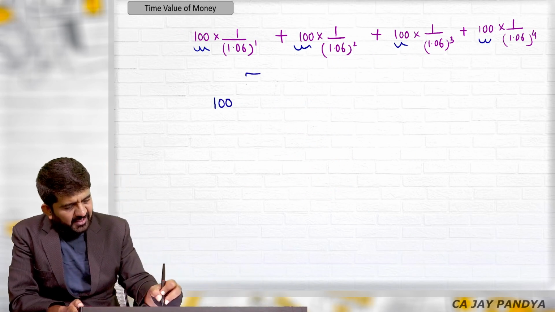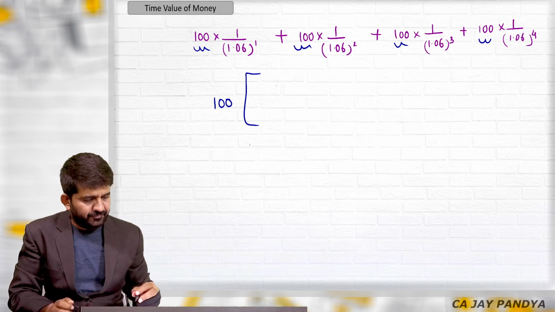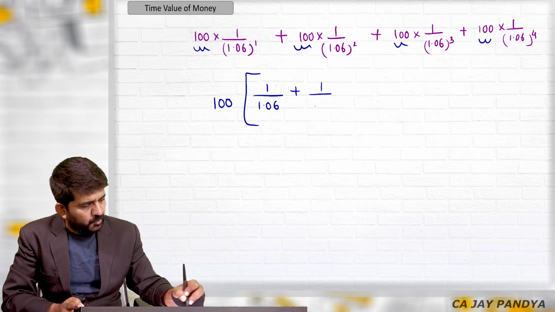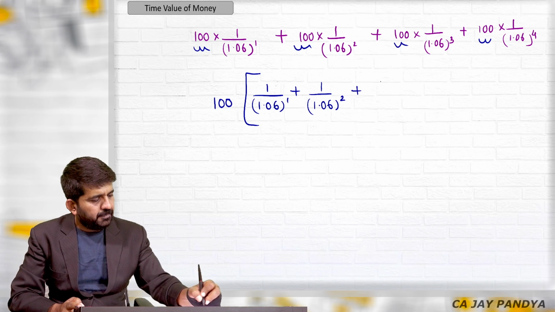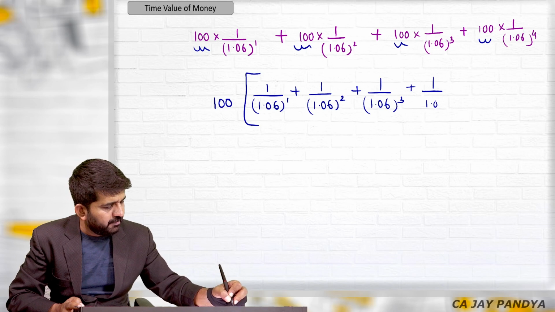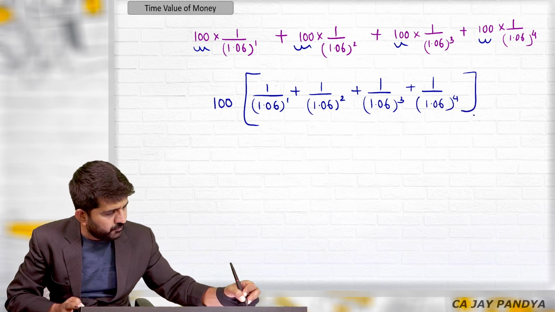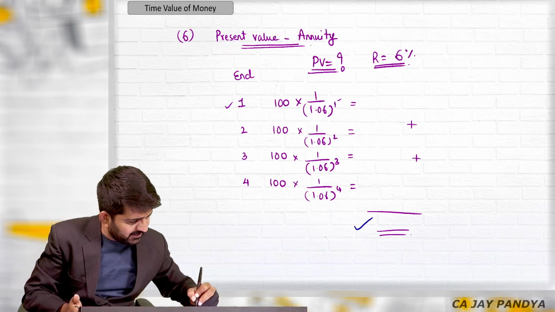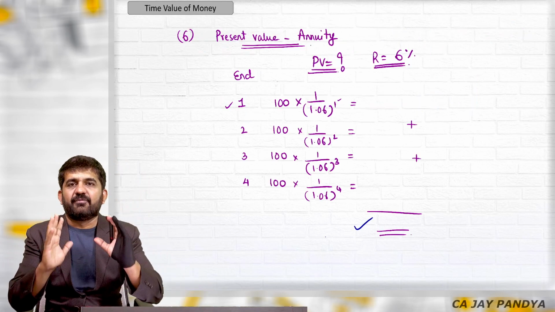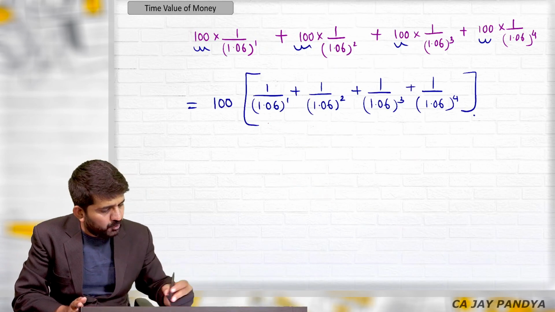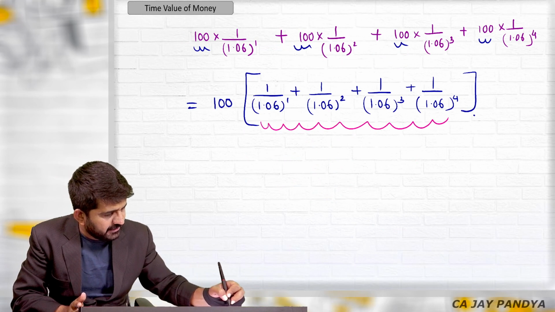So 100, if taken as common, is written only one time. 1 divided by 1.06 raised to 1, plus 1 divided by 1.06 raised to 2, plus 1 divided by 1.06 raised to 3, plus 1 divided by 1.06 raised to 4. Please understand, this answer and this answer calculated separately will be exactly the same. It is very easy to find out this bracket answer.